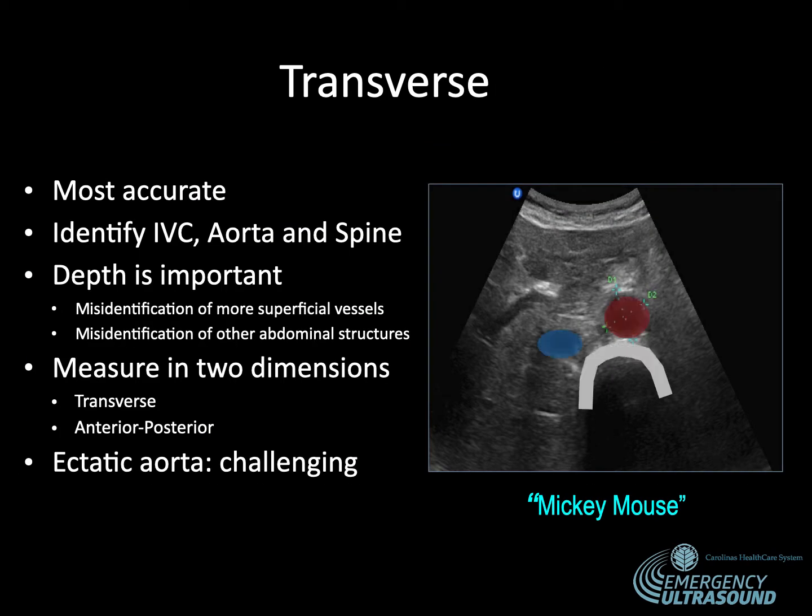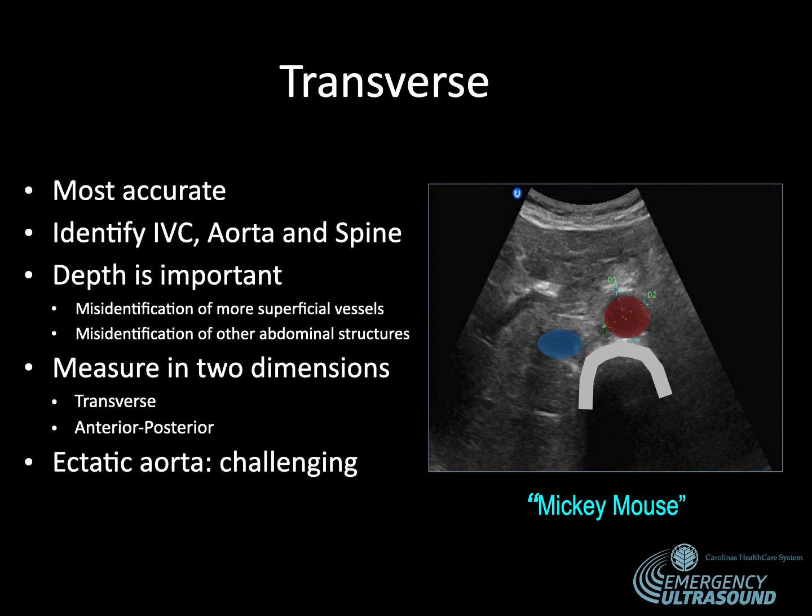The transverse view seen here is the most accurate. We're looking at the aorta, we're looking at the IVC seen in blue, and then the spine with shadowing. Making sure you have correct depth is important. So misidentification of more superficial vessels does occur. You have to make sure that you're seeing the spine. Misidentification of other abdominal structures also occurs. So look at your depth setting, look at your patient. Does the depth make sense with the patient?